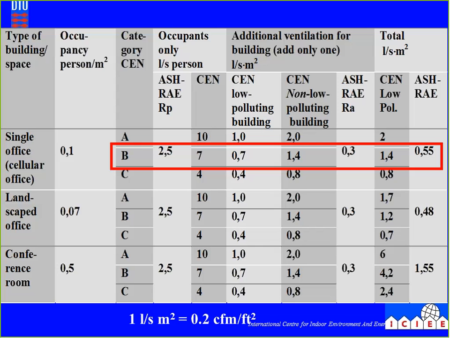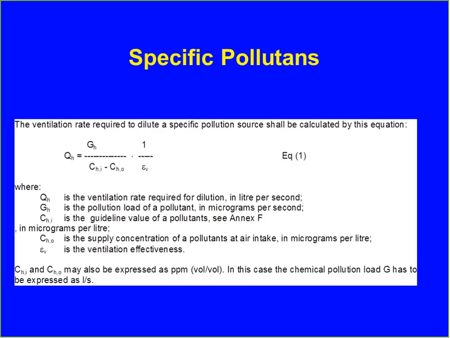So a table could look like this. If you take a single office, we have a people part, and then depending on what type of building you have, if it is a low pollutant building, we will require a total of 1.4 liters per second per square meter. If we compare this for a single office with the requirements in an ASHRAE standard, we see we are at a higher level, but that's also because in Europe we ventilate for people who are not adapted, so people who come into the room find it acceptable.